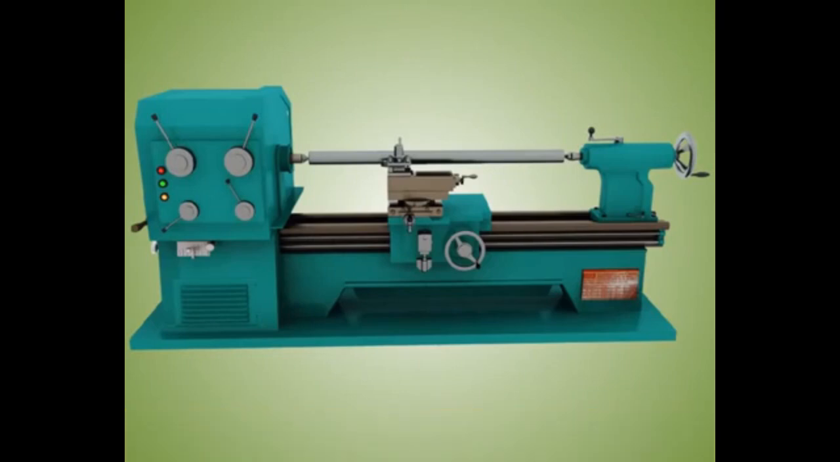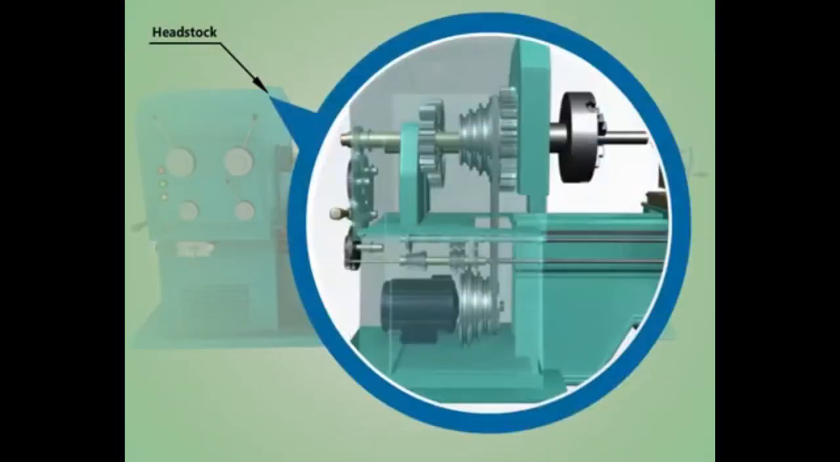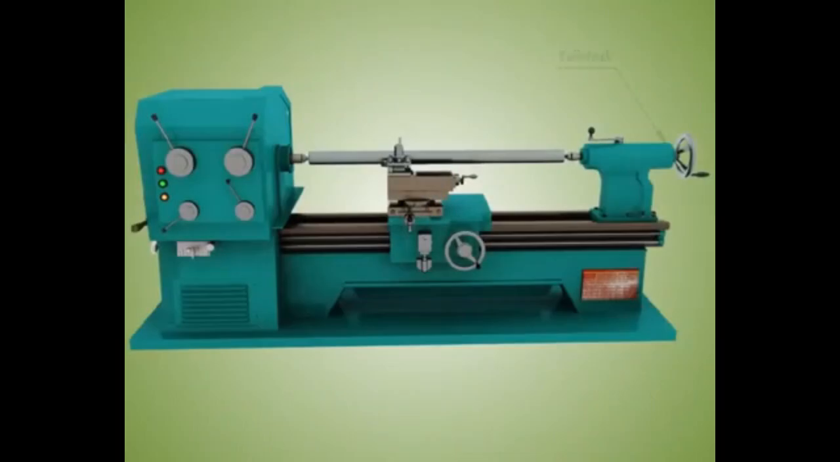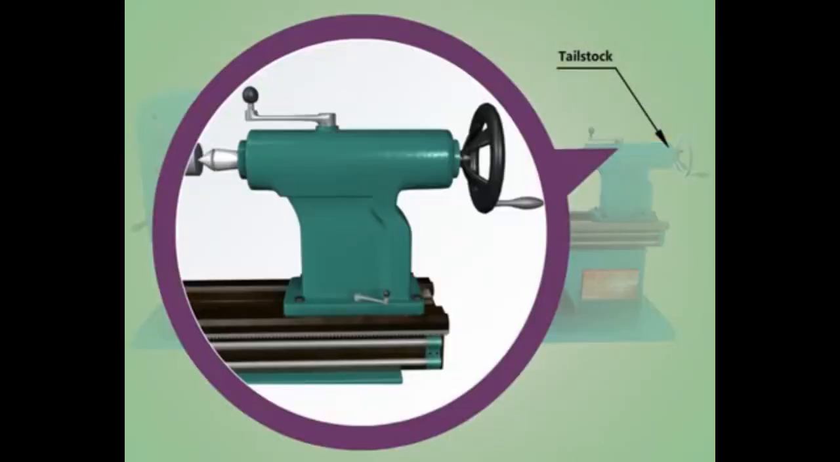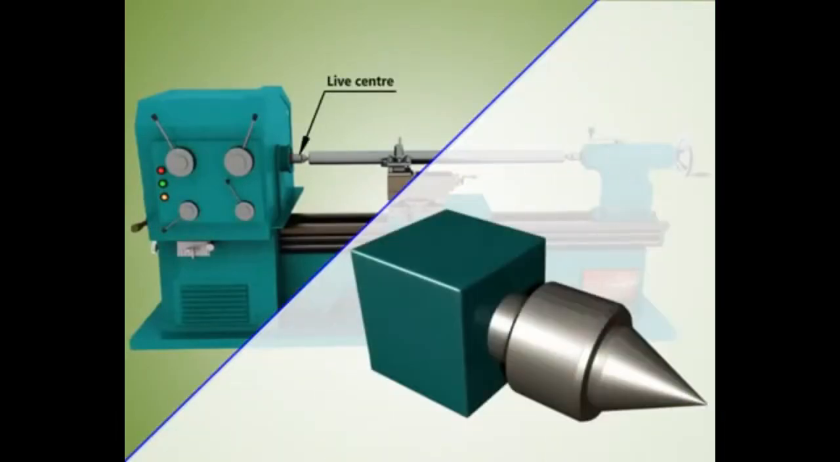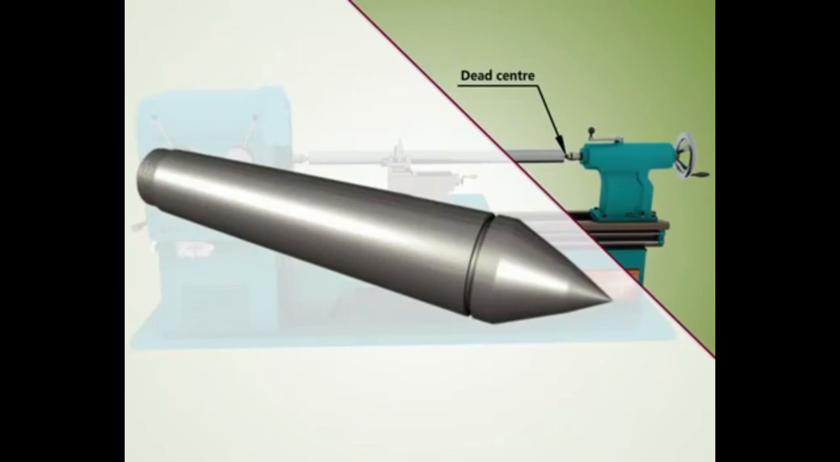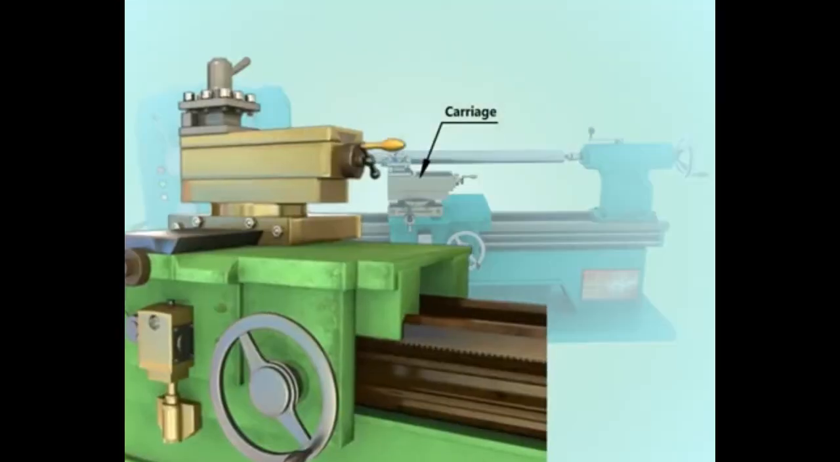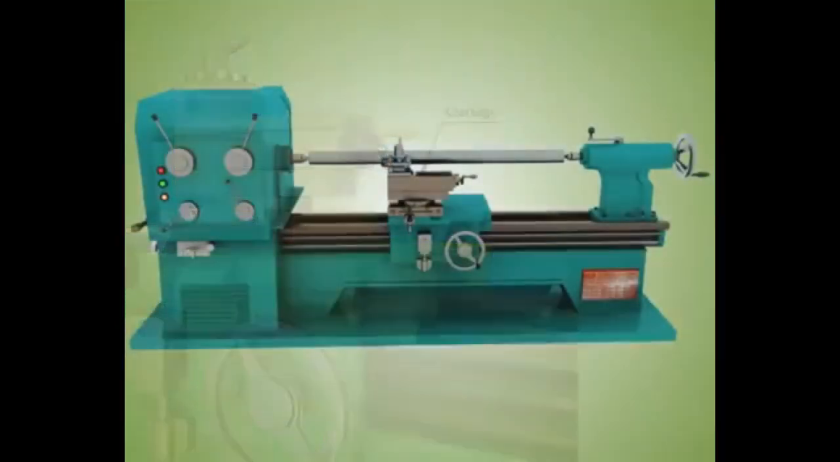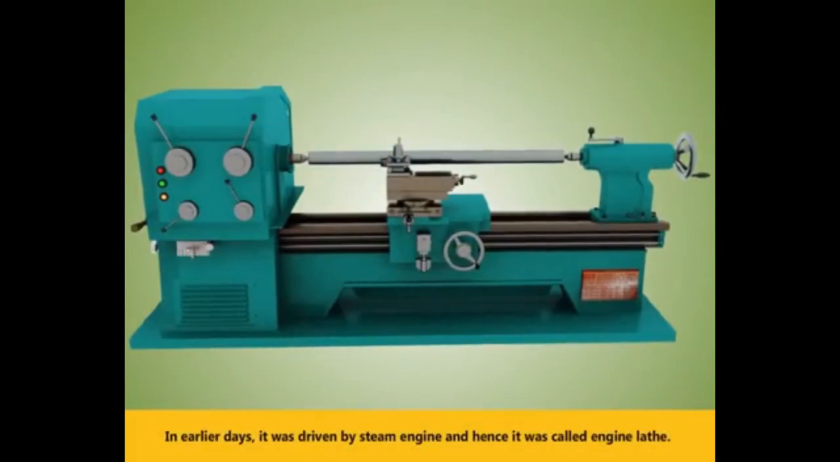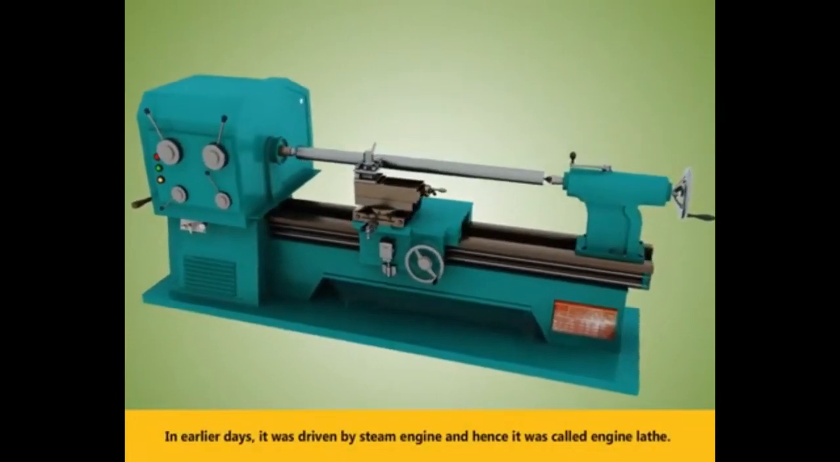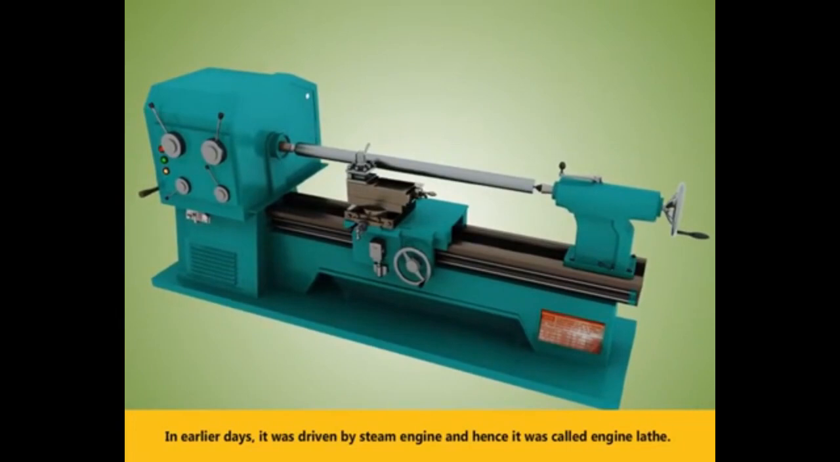Main parts of the engine lathe are headstock, tailstock, live center, dead center, carriage. In earlier days, it was driven by a steam engine and hence it was called engine lathe.